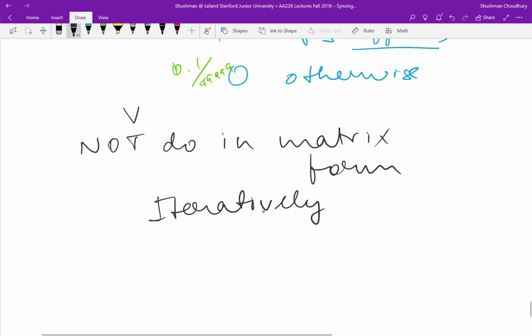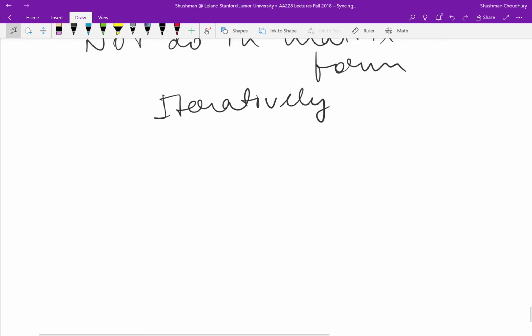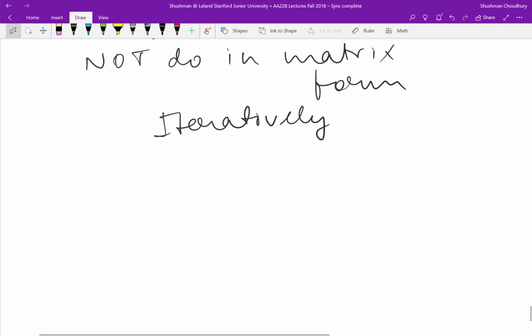In this case, I'm talking about value iteration and policy iteration, or rather, I'm talking about model based, of course. You would just do it iteratively without explicitly representing the matrix. So that could be one thing to think about.